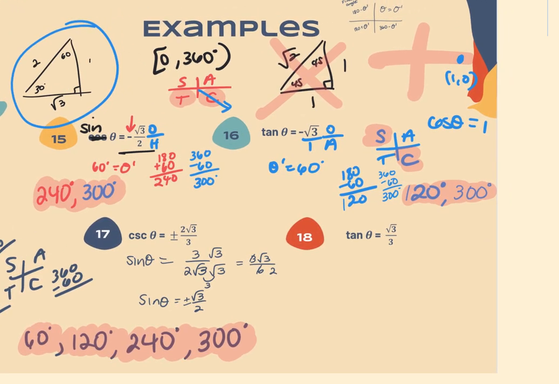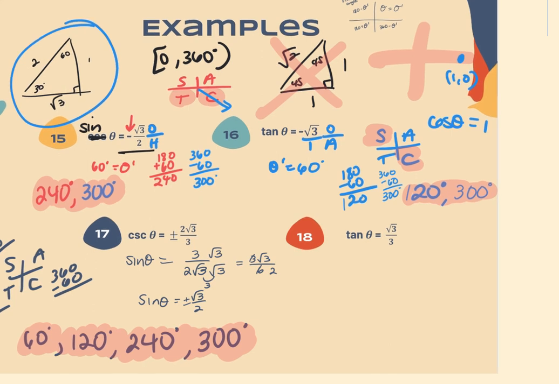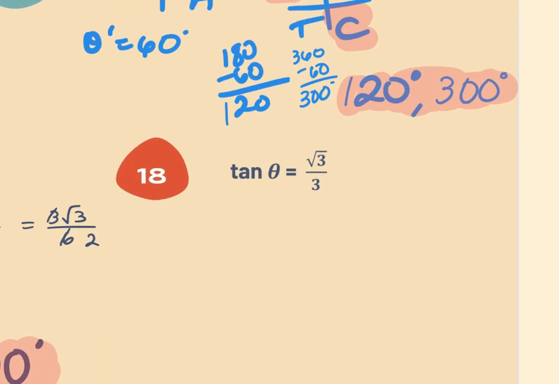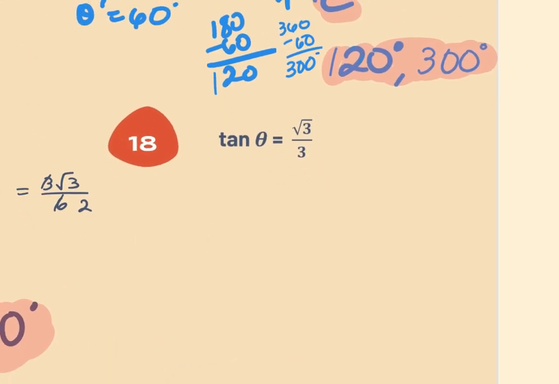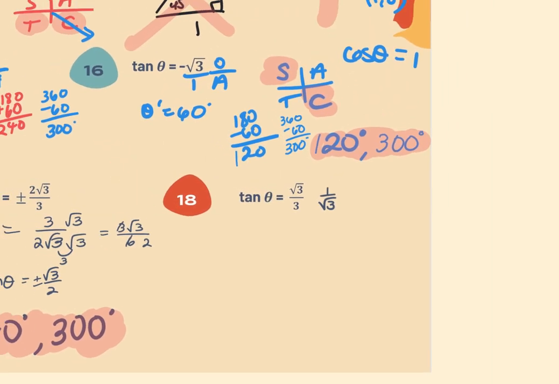All right, last one. Tangent, root 3 over 3. Root 3 and 3 are not side lengths, which means this was rationalized, right? Root 3 is a side length, but not 3. 1 over square root 3. So this was 1 over square root 3 before it got rationalized, okay?